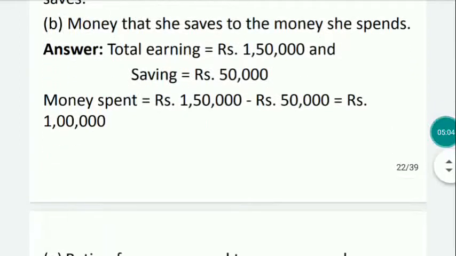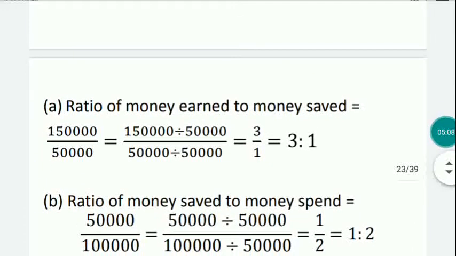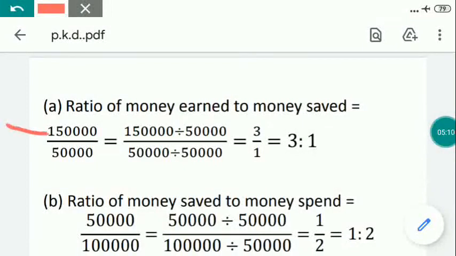Now we have to find the first ratio of money earned to the money saved. She earned money 1,50,000 upon she saved 50,000. So the ratio, divide numerator and denominator by 50,000 here. So you get 1,50,000 divided by 50,000 upon 50,000 divided by 50,000, which is equal to 3 by 1. In terms of ratio, it is read as 3:1.